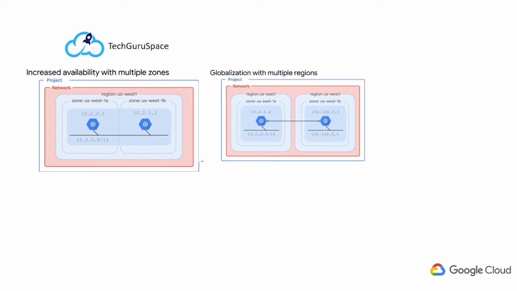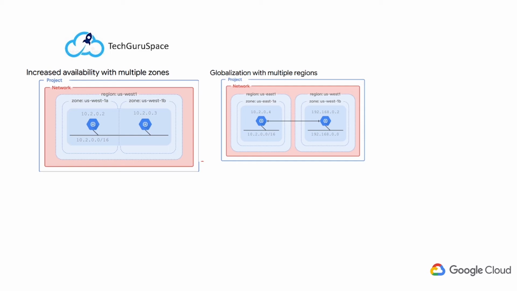Now let's look at globalization. In the previous design, we placed resources in different zones in a single region, which provides isolation from many types of infrastructure, hardware, and software failures. Putting resources in different regions, as shown on this slide, provides an even higher degree of failure independence. This allows you to design robust systems with resources spread across different failure domains.